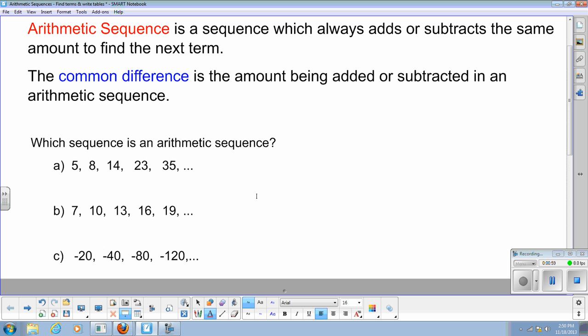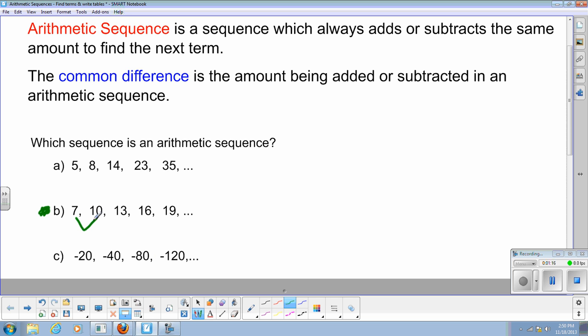All right, thanks for pausing the video. Which one did you come up with? That's correct. The sequence that is the arithmetic sequence is B, letter B. That's the one that's arithmetic. Let's take a look at that.